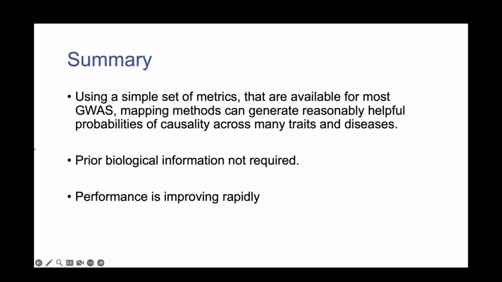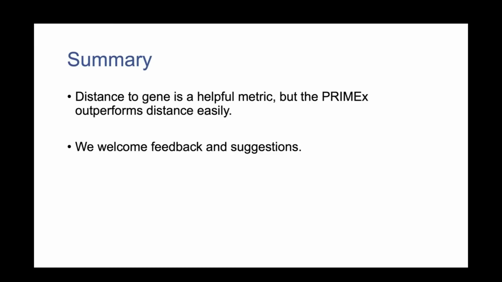Okay. So, in summary, I think this field has a lot of promise, and I've invested a lot of time, and people in our lab and company have. But using just a simple set of metrics that are available for most GWAS, we can generate reasonably helpful probabilities of causality across many traits and diseases. And if we can build more field credibility by standardizing what we do, then it will be more helpful to the people that we're trying to help. Importantly, prior biological information is sometimes used, but I really don't think it's required, and performance is improving rapidly. So I welcome any feedback and suggestions.